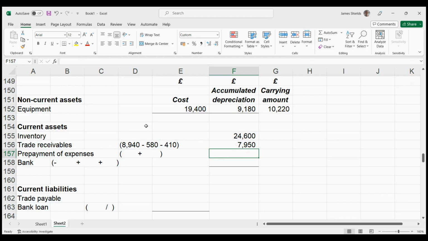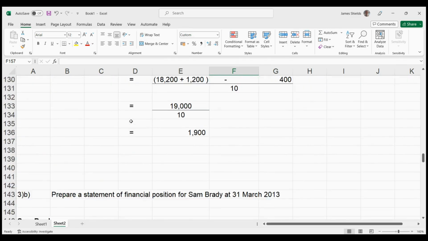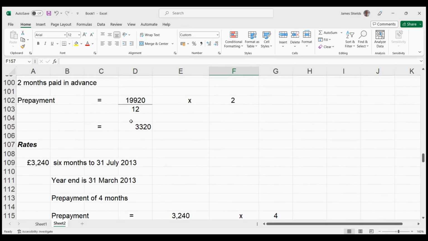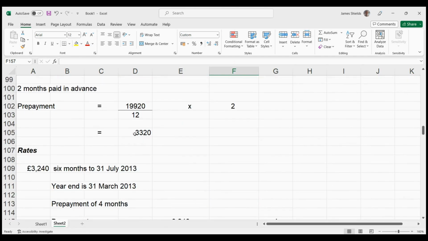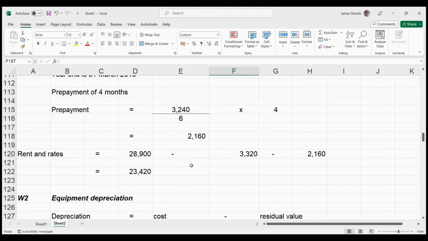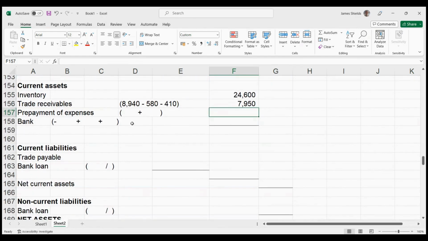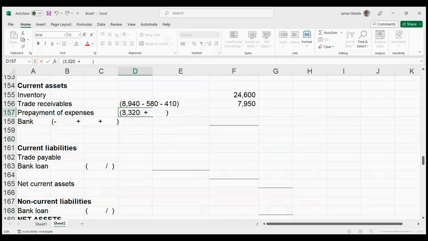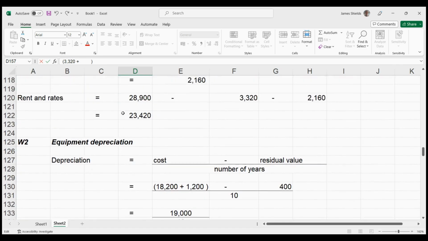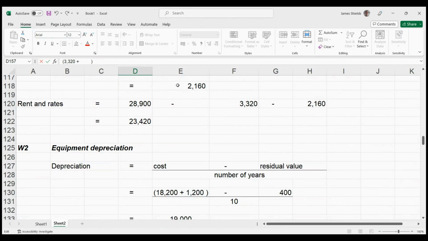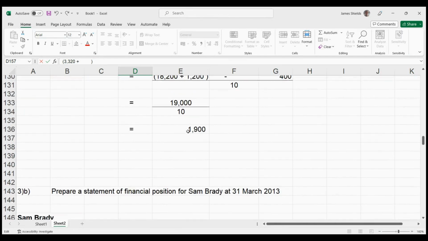Now, prepayment of expenses just comes from our workings above. It was on rent and rates. So let's go back to see what we had for rent. So rent was 3,320 and rates was 2,160. So 3,320 is the first figure, plus the rates figure, so let's just check the rates figure, 2,160.